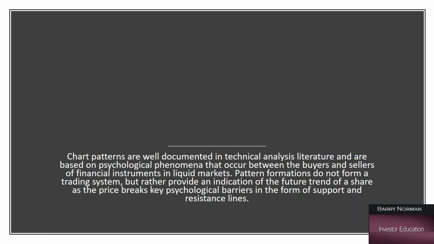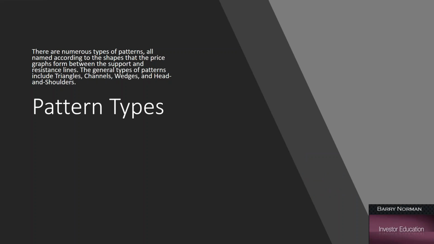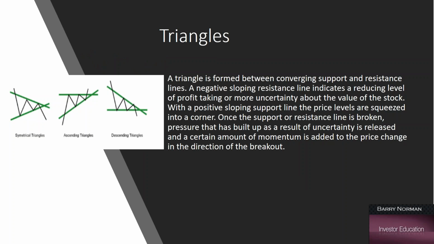So chart patterns are not a trading system. They are alerting you to price action. Now, there are numerous types of patterns, all named according to the shape that the price graph forms between the support and the resistance lines. The general types of patterns include triangles, channels, wedges, and head and shoulders. Now, under triangles, we have 3 different types.